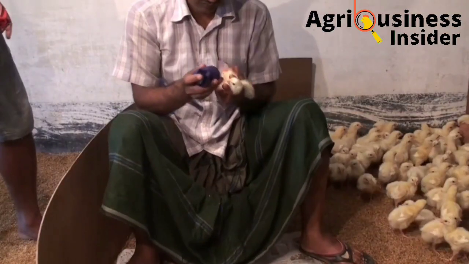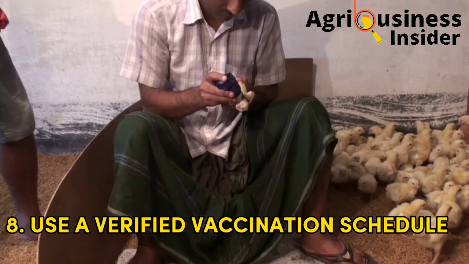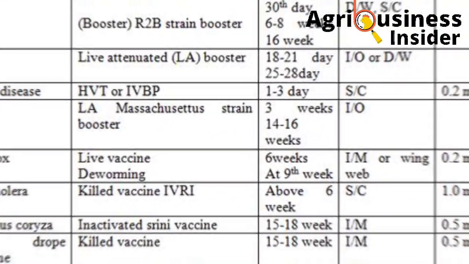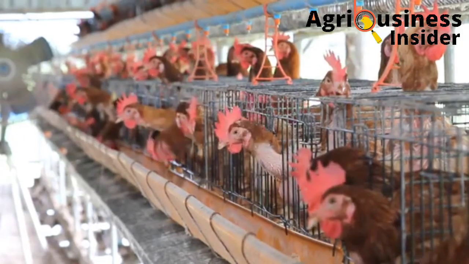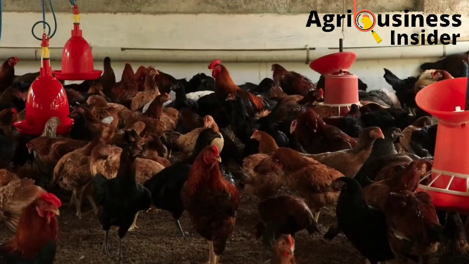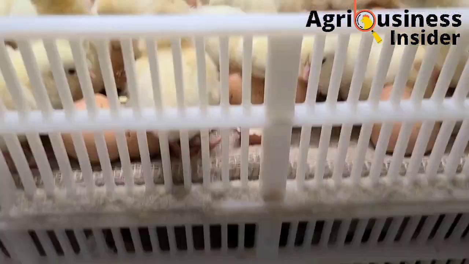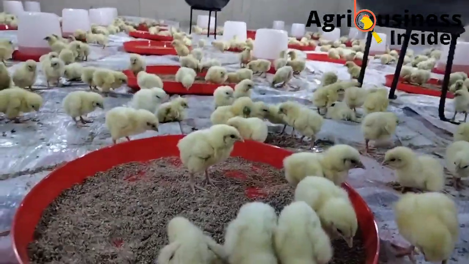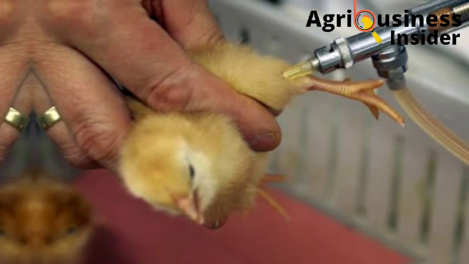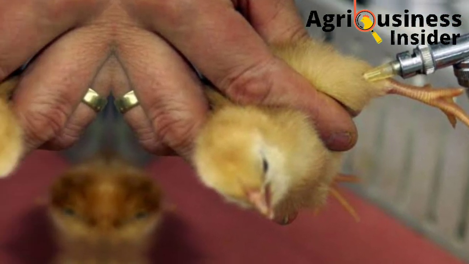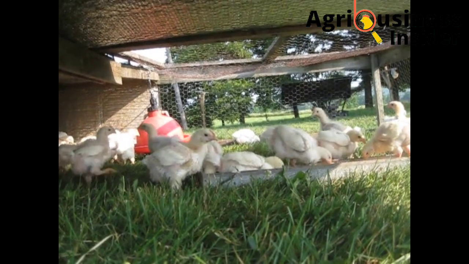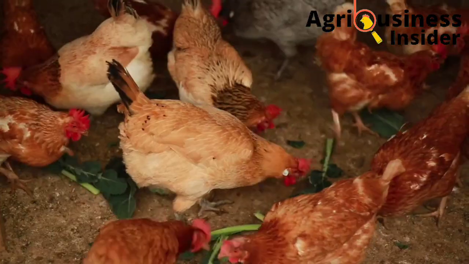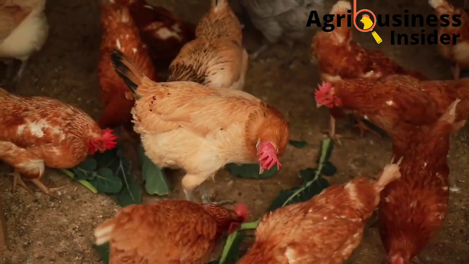Number 8, you should use a verified and effective vaccination schedule. An unverified or ineffective vaccination schedule will lead to vaccine failure due to poor timing. For example, the Marek's vaccine should be administered at the hatchery or on the first day after you bring the chicks into your home or into the farm. If you fail to administer that vaccine at that point and you inject it, for example, after 3 days or 4 days or 1 week, that vaccine will be ineffective towards fighting Marek's disease.